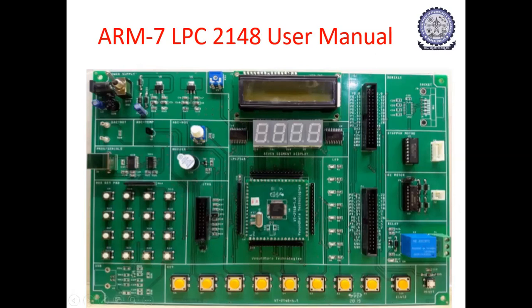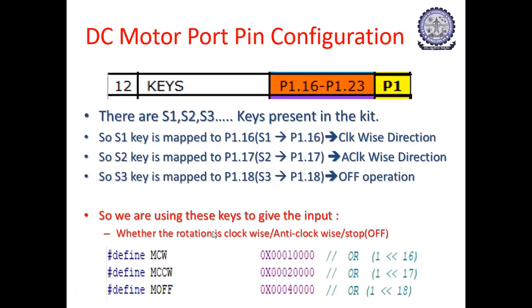So keeping this, which pins are these connected to? We are supposed to see which pin number switch 1 is connected to, which pin number switch 2 is connected to, and which pin number switch 3 is connected to. That is what is specified here. These keys are connected to port 1, 16th bit to 23rd bit. So switch 1 is connected to pin number 16, switch 2 is connected to pin number 17, and switch 3 is connected to pin number 18. That means the 16th bit is used for clockwise direction, the 17th bit for anti-clockwise direction, and the 18th bit for off state.